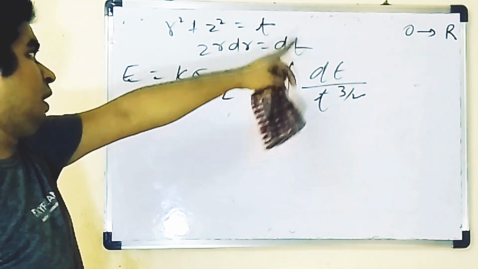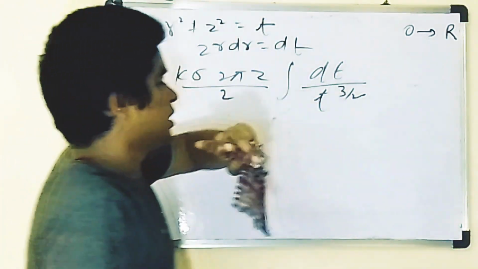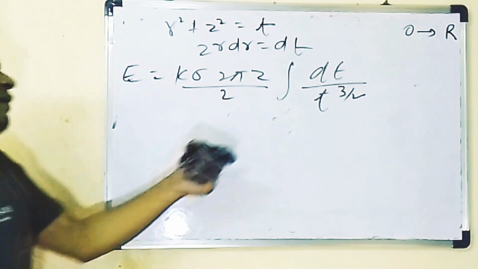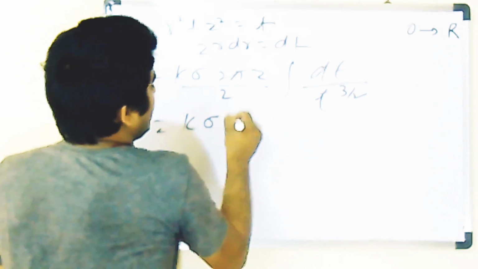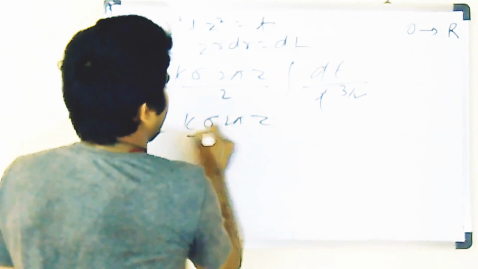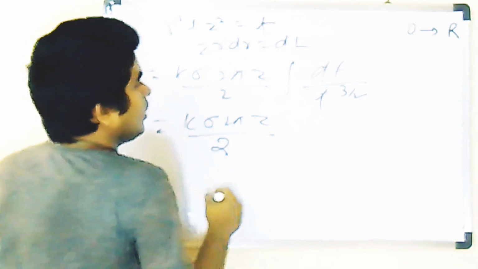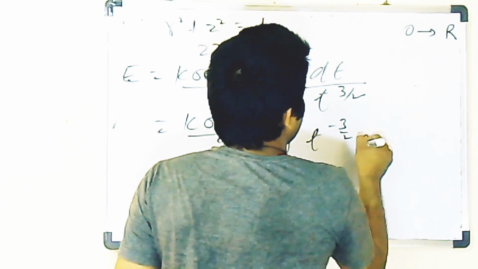So now what will be our limit? Our limit will change. So better, what we do is integrate first and then put the limit at the end. So what is this? K sigma 2 pi z, this is z, divided by 2, and t power minus 3 by 2 dt.